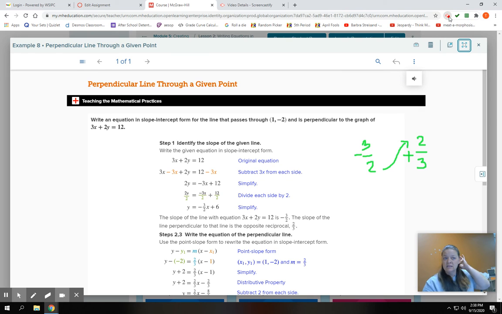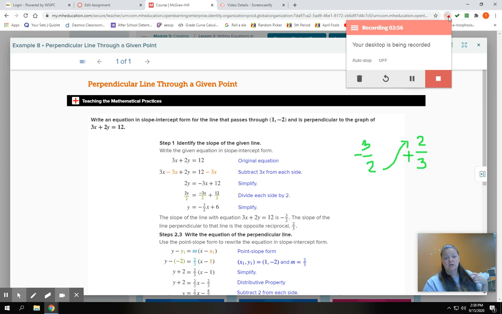And just one last thing, a reminder, in case we have not talked about it: the word perpendicular means that the lines intersect and create 90-degree angles.